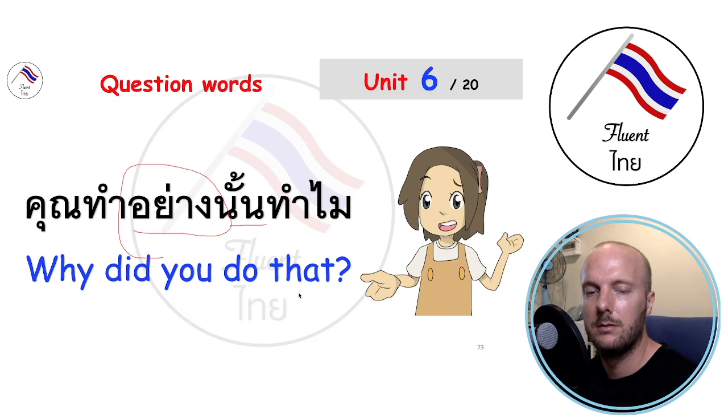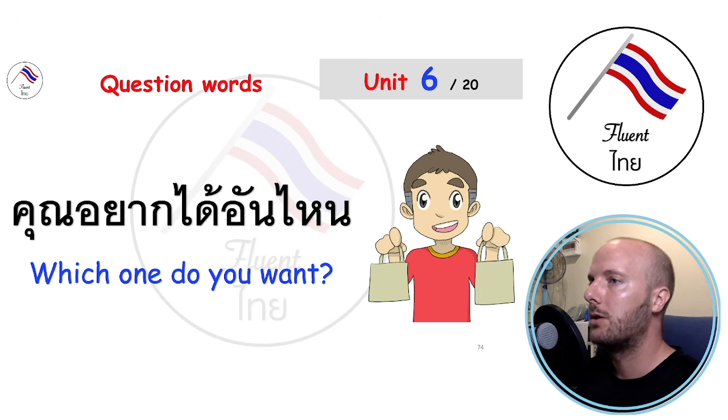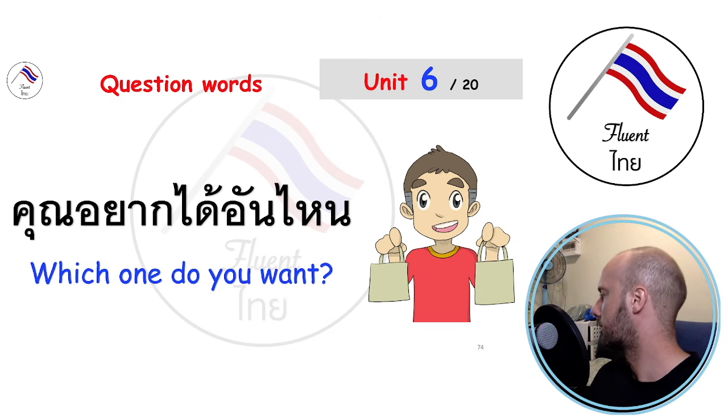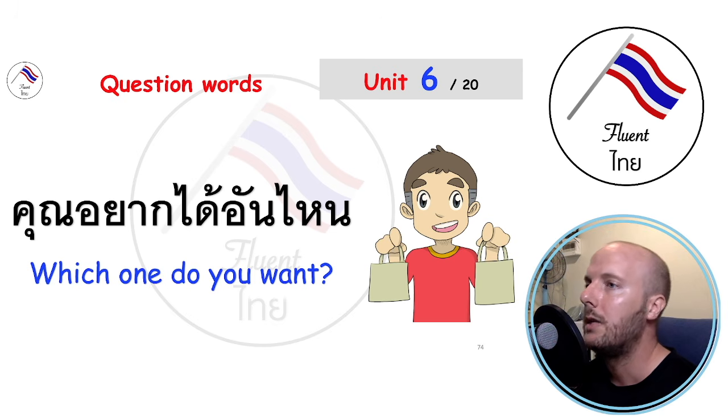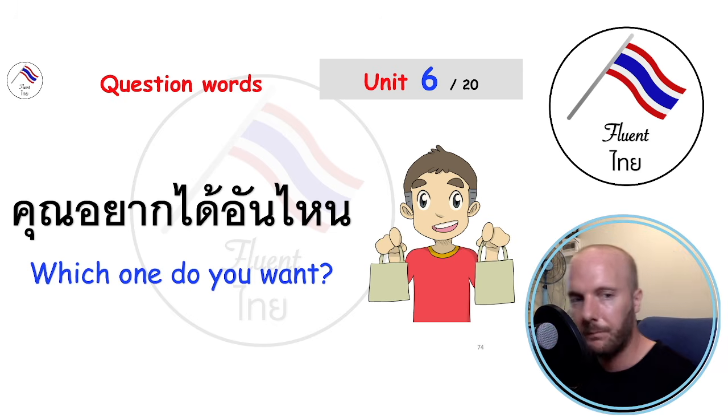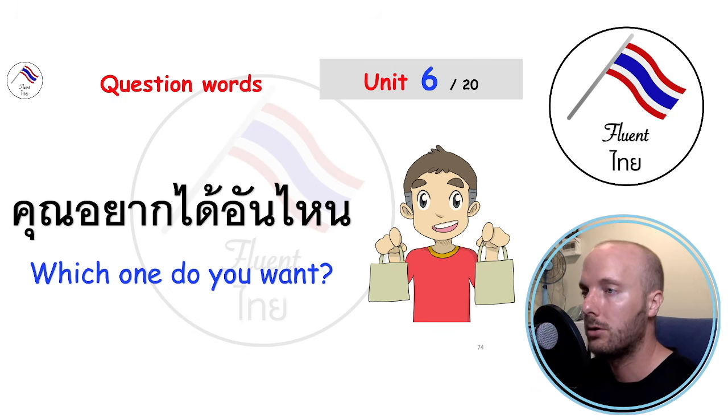Where's my mouse gone? There we are. Which one do you want? คุณอยากได้อันไหน So you want, อยากได้ together is want.